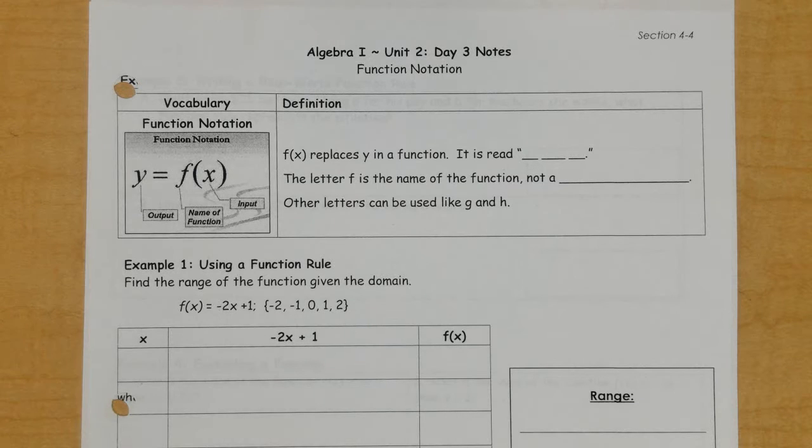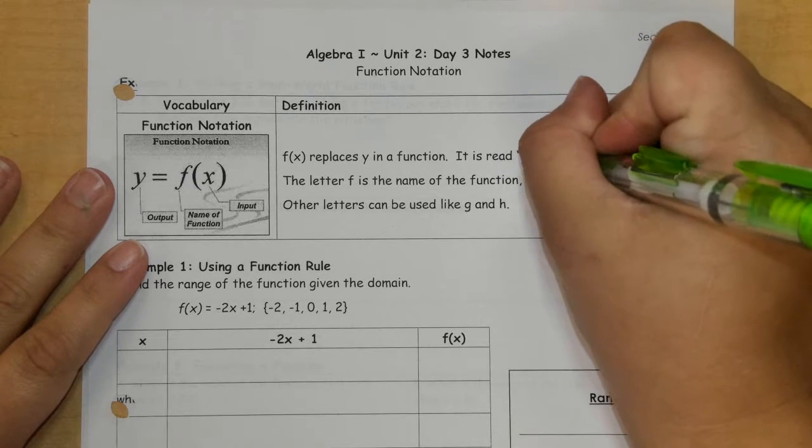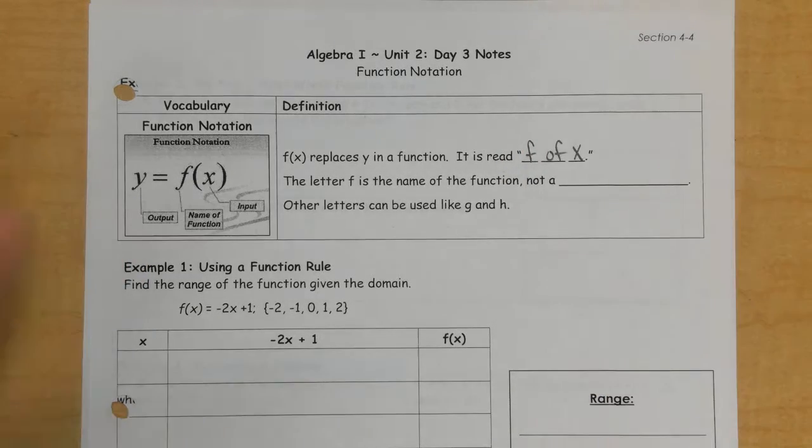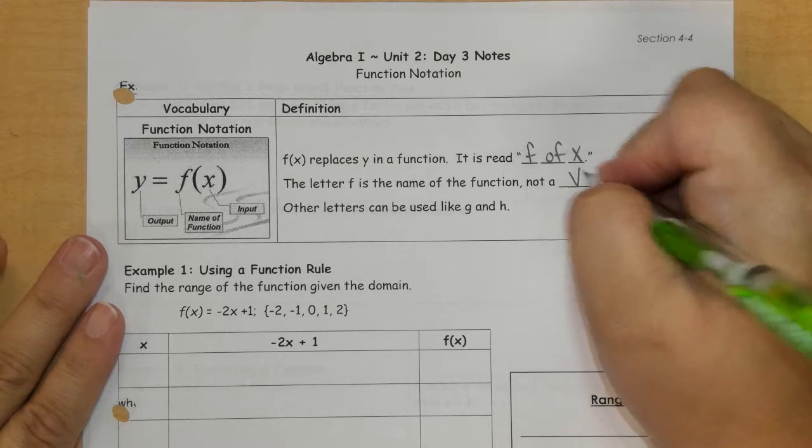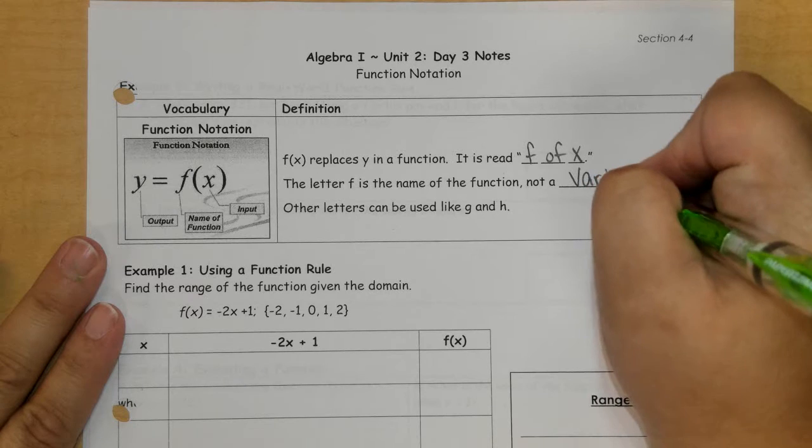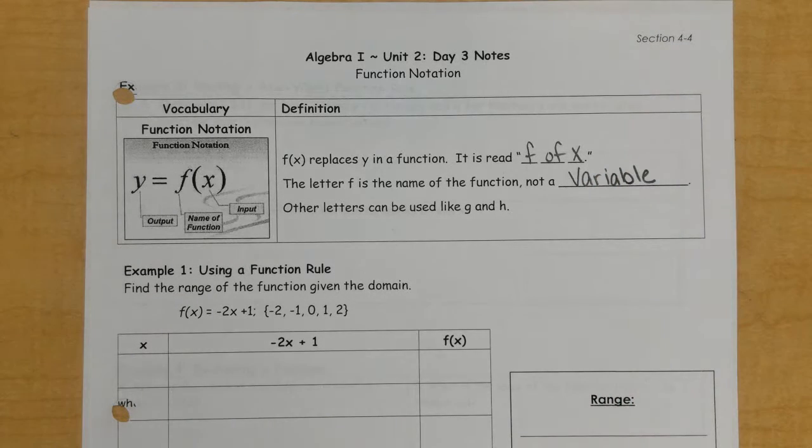For Unit 2, Day 3 notes, it says f of x replaces y in a function. It is read "f of x." The letter f is the name of the function, not a variable. Other letters can be used, like g and h.